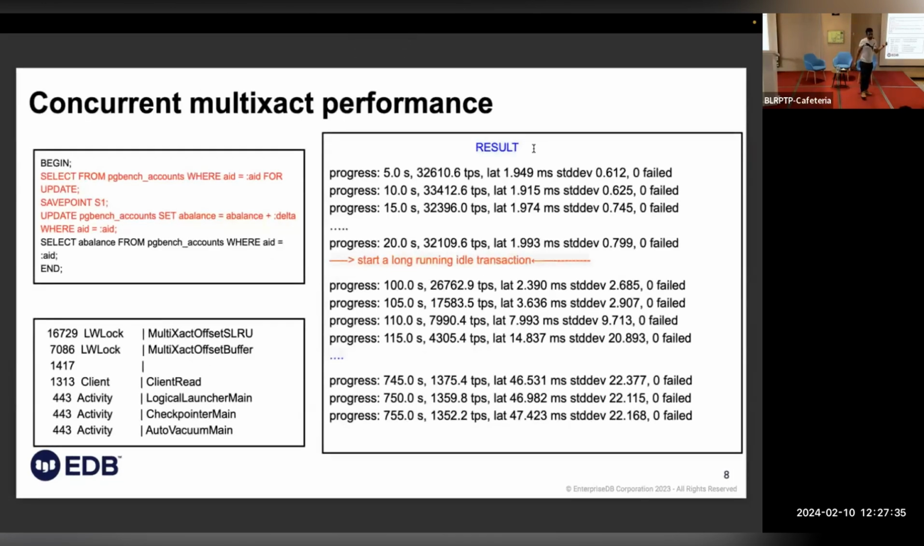Now the next problem, the multi-xact. Is anybody using PostgreSQL or has heard the term multi-xact ID? Or any problems you have seen related to multi-xact ID? I think maybe not much. Okay.